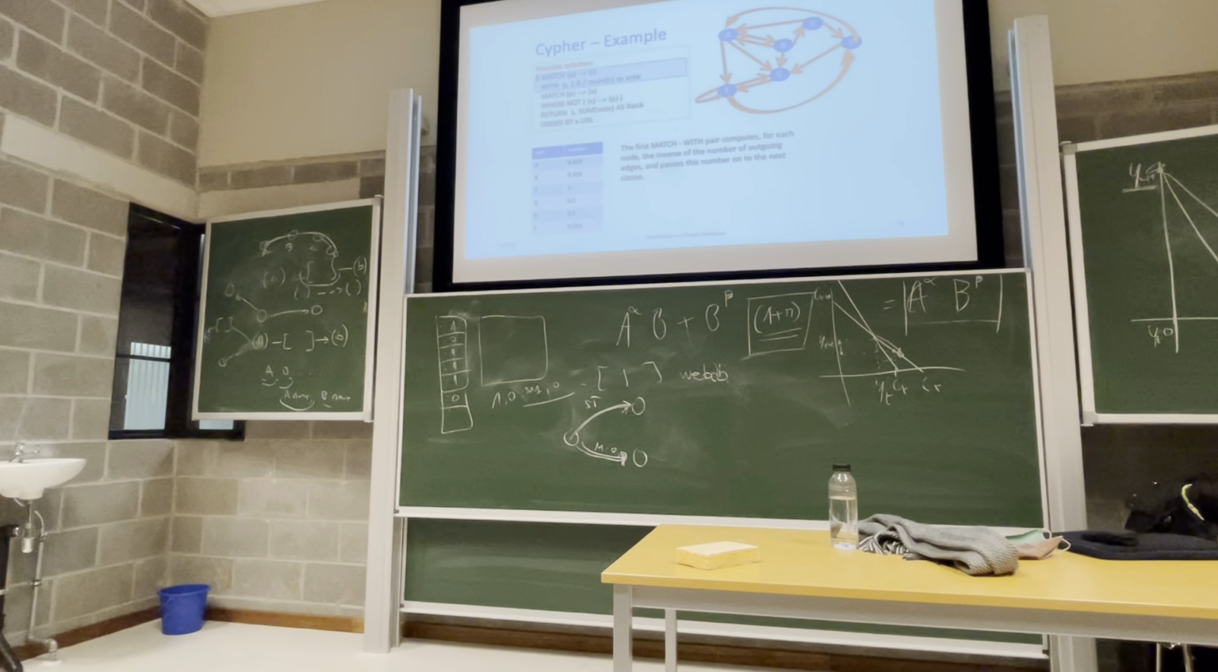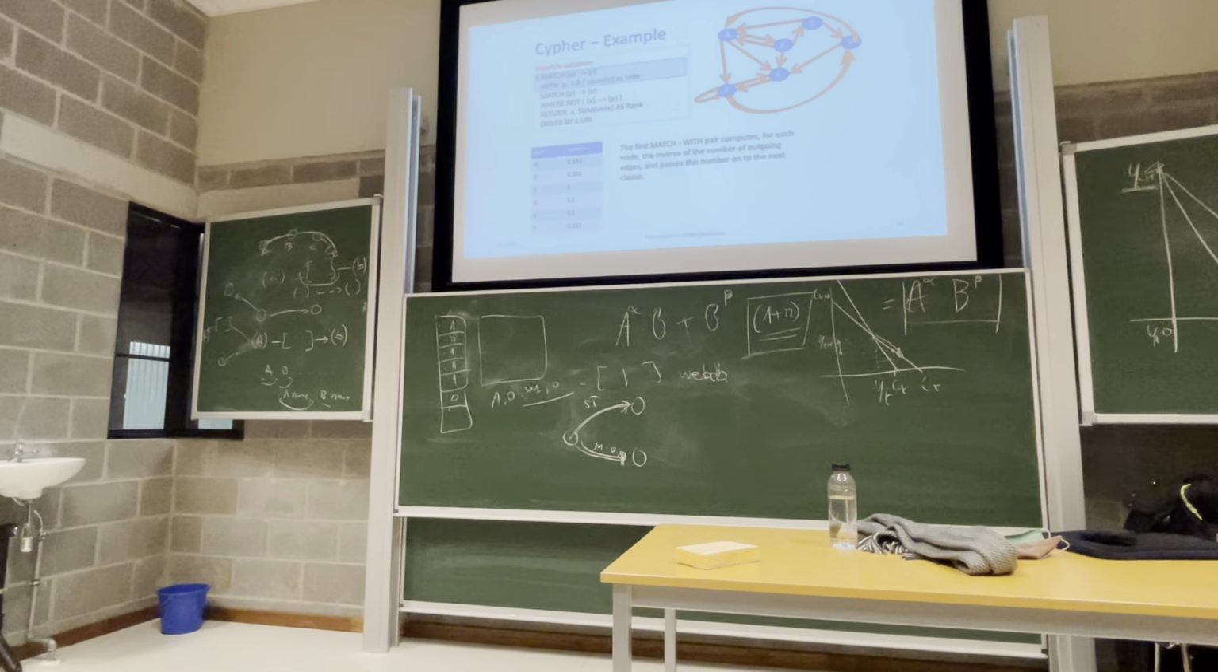This will give me the number of edges that are going from P. But I want the inverse. So what I want is P, comma, 1 over count R. And this I call a vote. So forget with, think that you have here return. So this will return A 0.333, B 0.333, so on and so forth. Okay? This will be the result of this first part.